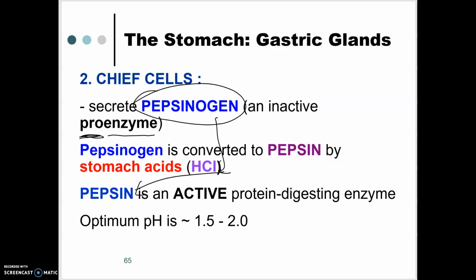So if you have meat for lunch or for your dinner, your stomach will have pepsin in there, and when the meat gets into your stomach, the pepsin will start breaking down those proteins, those polypeptides, and turn them into something that we can absorb, that we can use again. And the optimum pH for pepsin is around 1.5 to 2. So it only works in a low pH range.